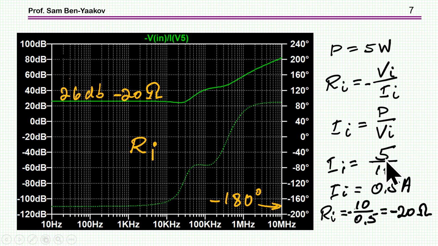Let's quickly check to see if the numbers make sense. It's a 5 watt system. The incremental resistance is minus V over I, and I is P over V, and therefore it is 0.5 amp, and therefore the incremental resistance is minus 10, which is the bus voltage, over 0.5, which is minus 20 ohms, exactly what we measure here.